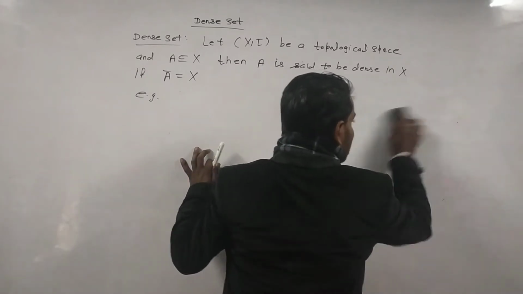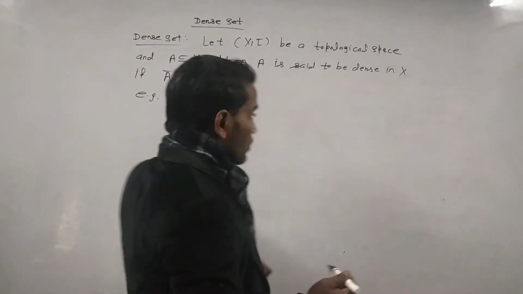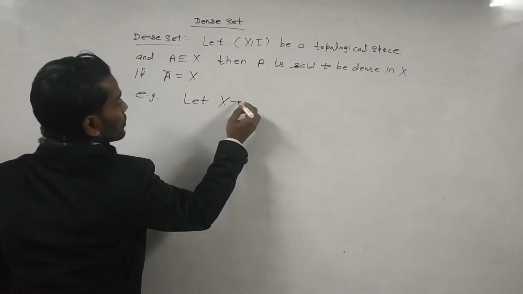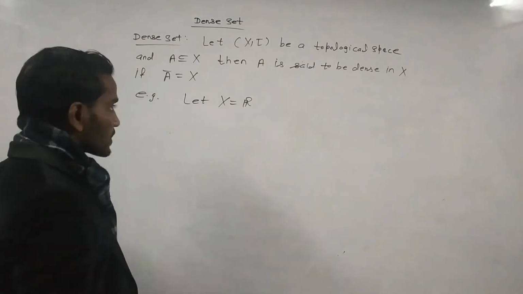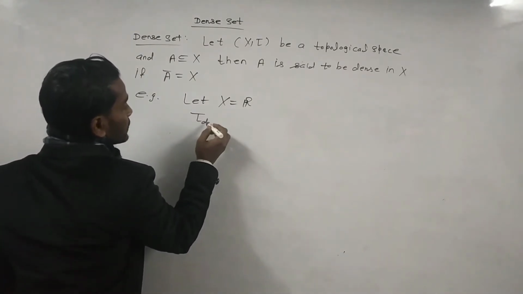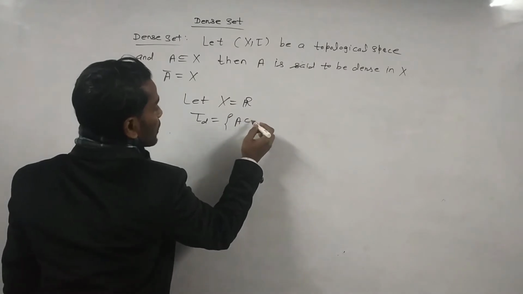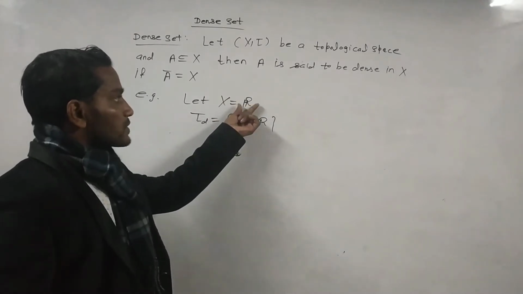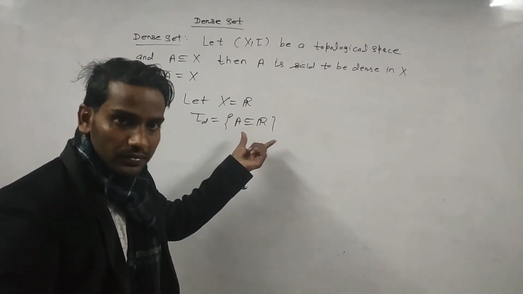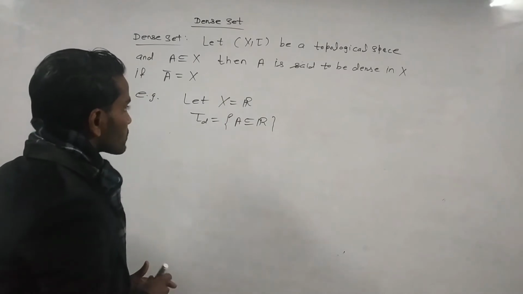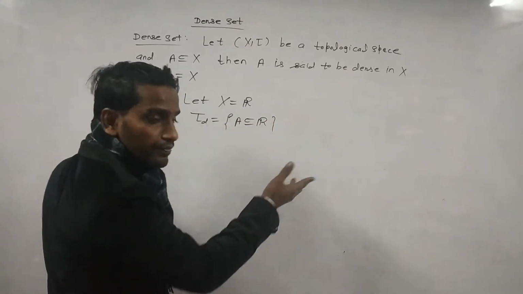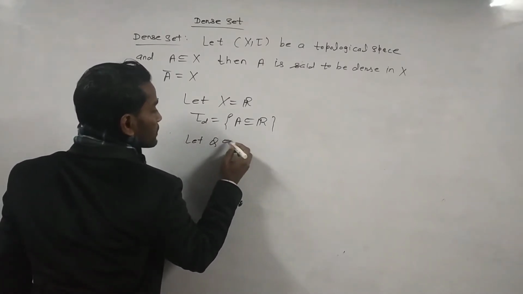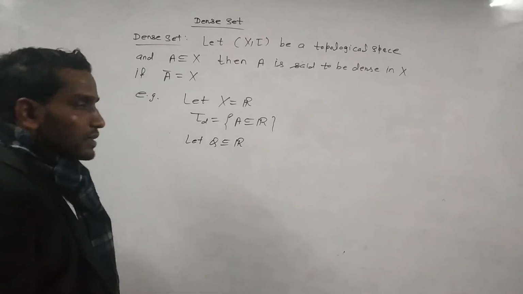Let's see, for example, let X equal R, and tau_D is the discrete topology on R. Discrete topology means every subset of R belongs to tau. Let Q be any subset of R.